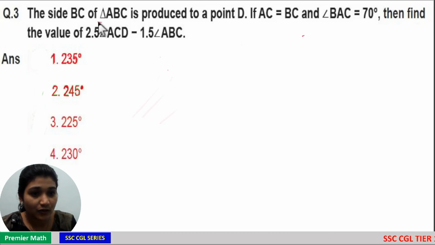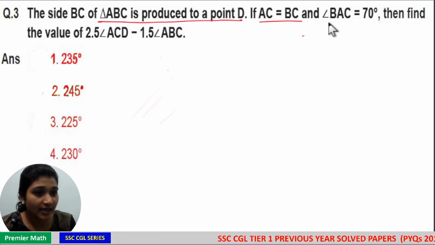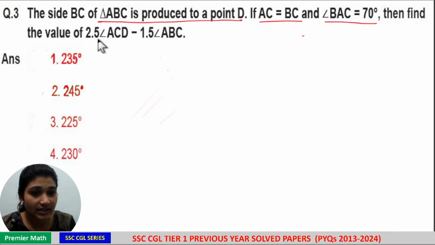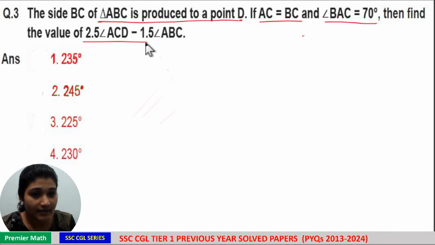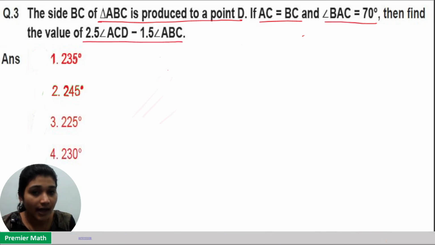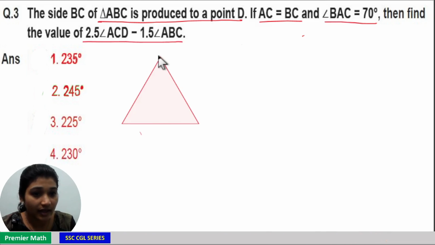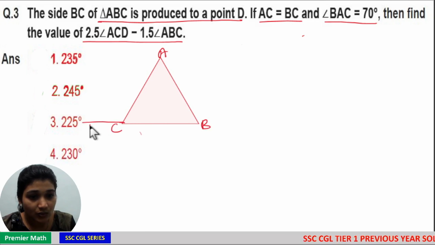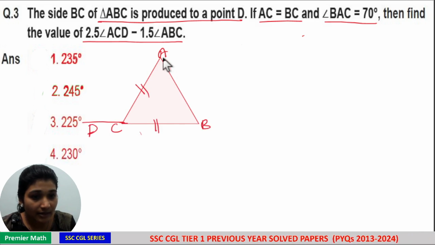The side BC of triangle ABC is produced to a point D. If AC equal to BC and angle BAC is 70 degree, then find the value of 2.5 angle ACD minus 1.5 angle ABC. Here this is the triangle ABC and here BC is extended to D. Now AC equal to BC and angle BAC equal to 70 degree.